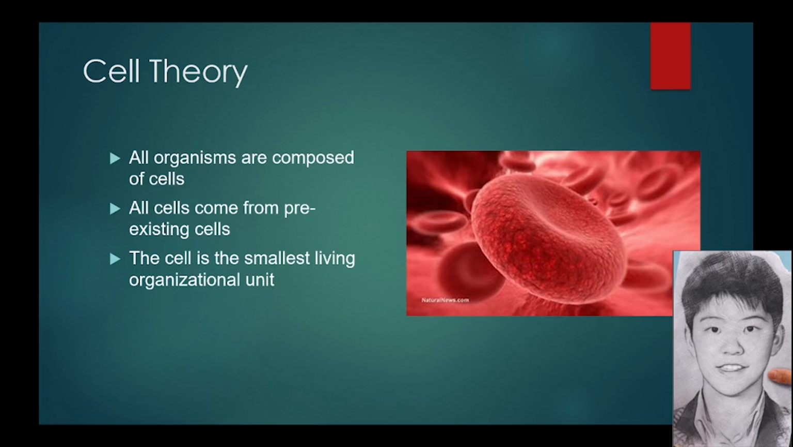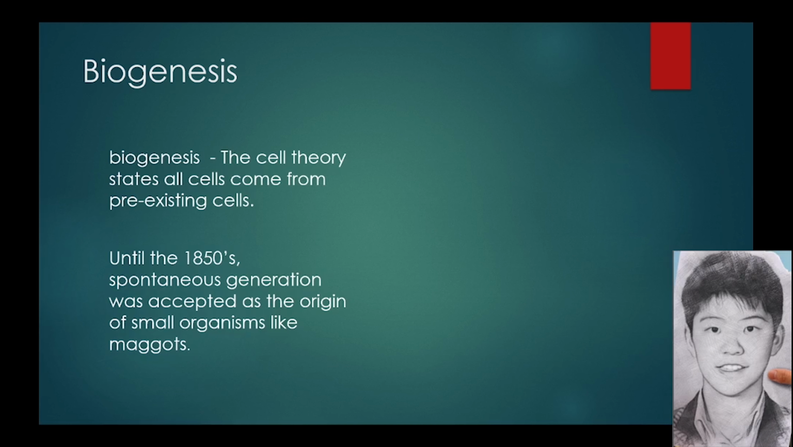So, the cell theory is one of the most fundamental principles of biology. It states that all organisms are composed of cells, all cells come from pre-existing cells, and the cell is the smallest living organizational unit. So, in the cell theory, it's stated that all cells come from pre-existing cells. This is also known as biogenesis.